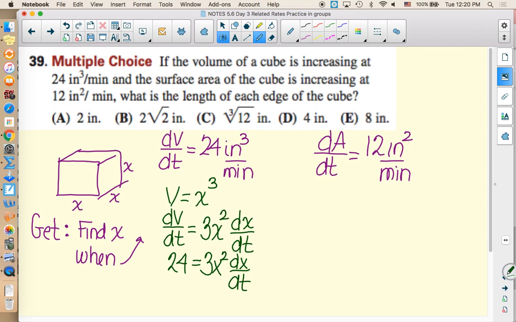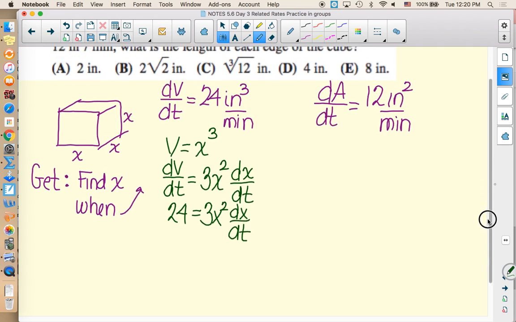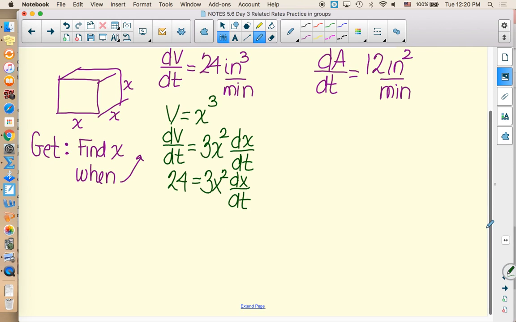Back in algebra we learned if we have two unknowns in a situation, we need two equations that both use those same unknowns. I'm just going to solve a little bit so that I can have this one by itself. So I know that 8 is x squared times dx/dt.